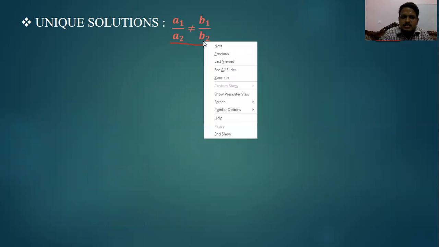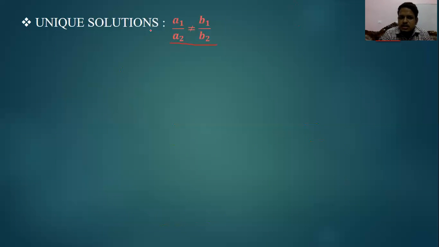For a unique solution, we see that the lines are intersecting each other. And we know the condition for intersecting lines, that is a1 upon a2 is not equal to b1 upon b2. If we get this condition, then we get intersecting lines, and if we get intersecting lines, then we always get a unique solution. So for a unique solution, the condition is that a1 upon a2 should not equal b1 upon b2.